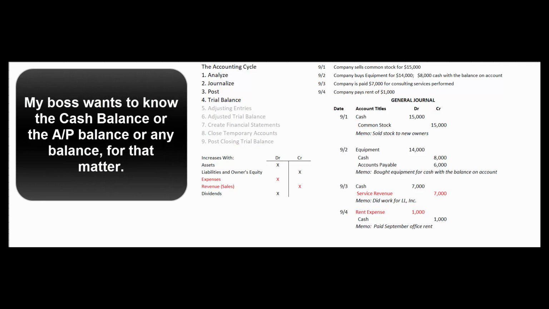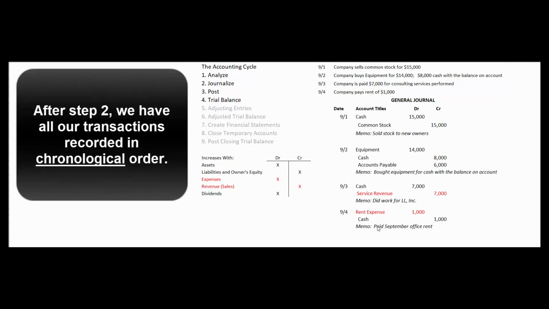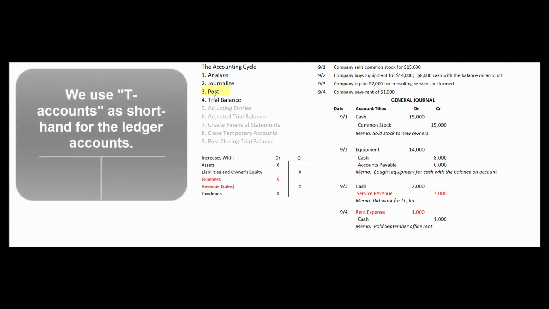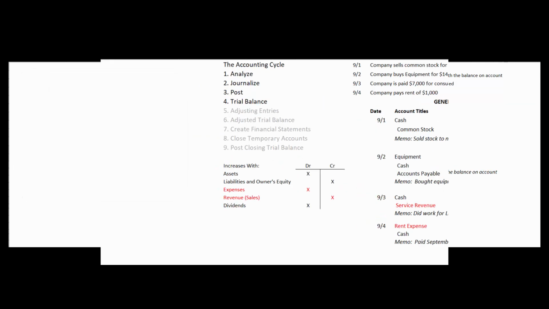Now my boss walks in and she wants to know how much cash we have. She wants to know what the balance is in accounts payable. Well, I've got all our transactions, but they're in chronological order. We want to reorganize the data by account. So we'll perform step 3 of the accounting cycle and post them to their individual ledger accounts. And in the world of accounting, we often use T accounts to symbolize those individual ledger accounts.